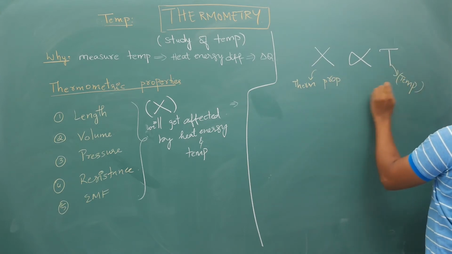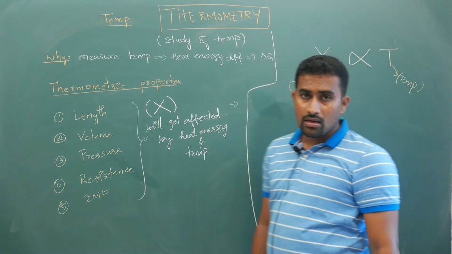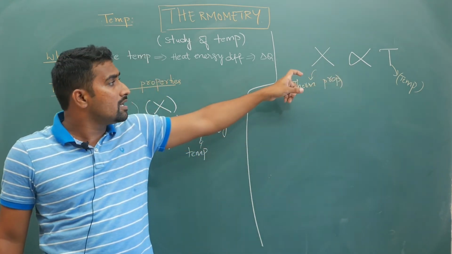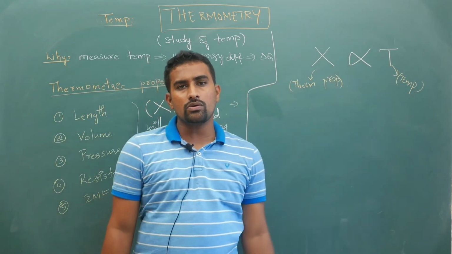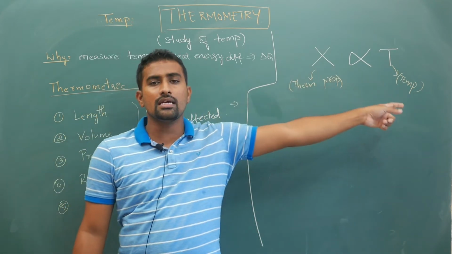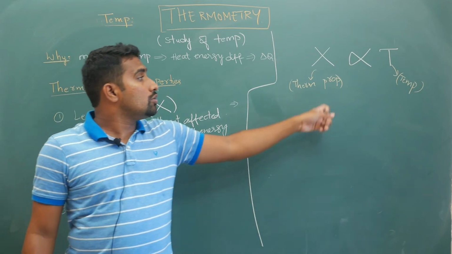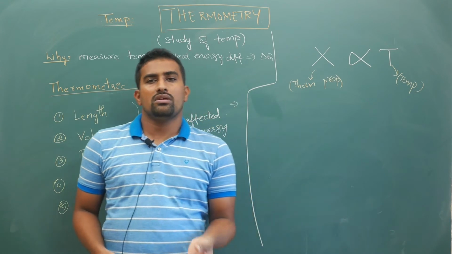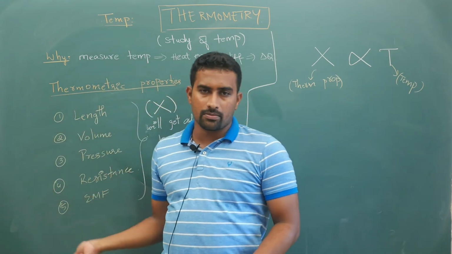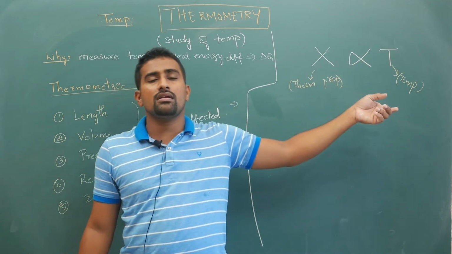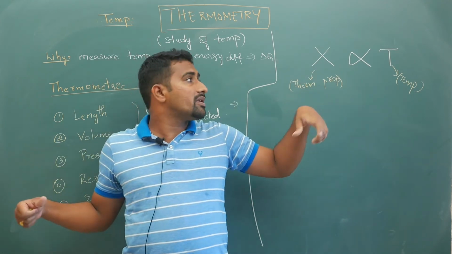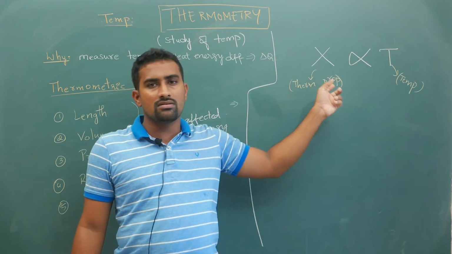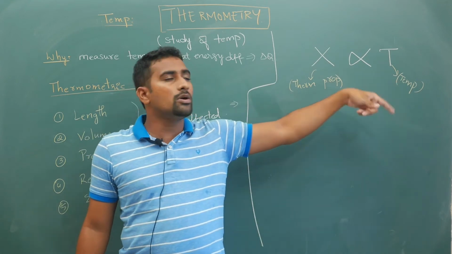All these scales that you are using today, all these properties vary linearly with respect to temperature. So using this fact we will try to measure the temperature, getting my point? Increasing the temperature will change these thermometric properties, and they vary with temperature by direct proportionality. For example, if it is length and temperature is doubled, length will become double. If it is pressure and temperature is doubled, pressure will become double.